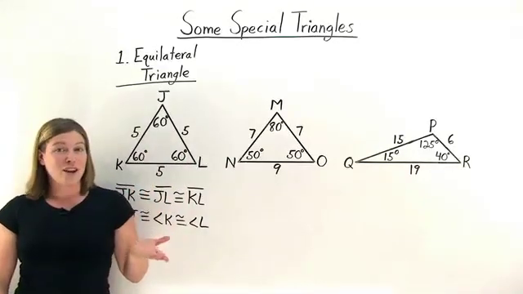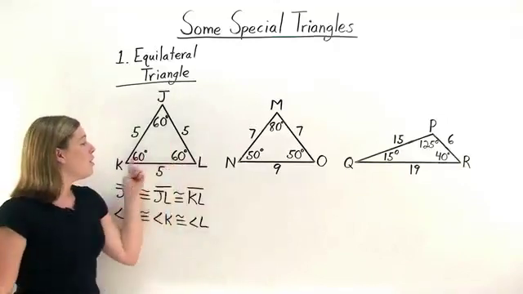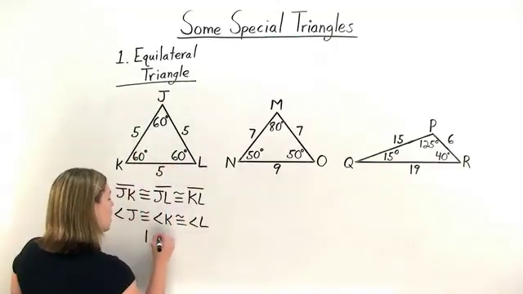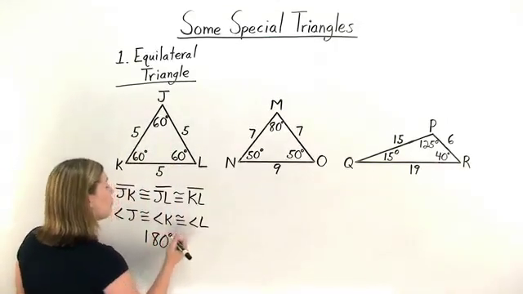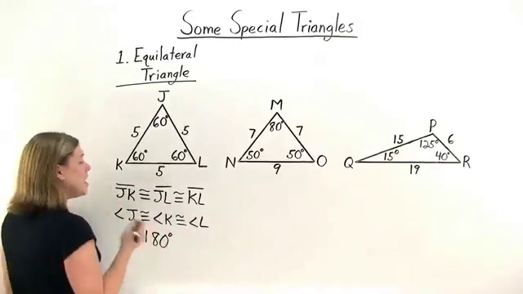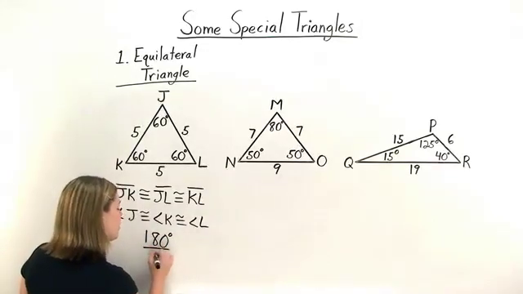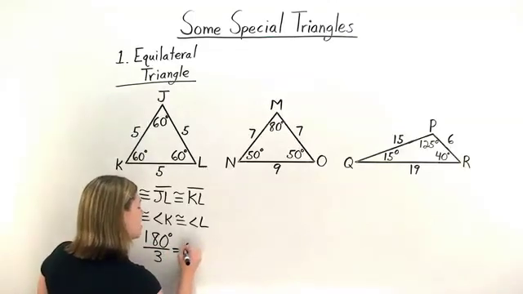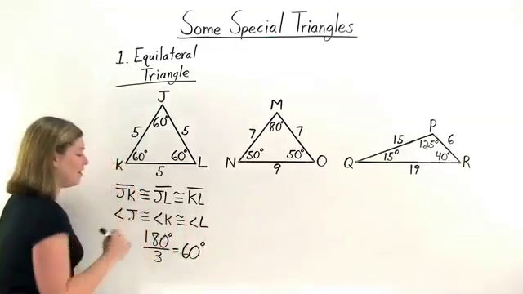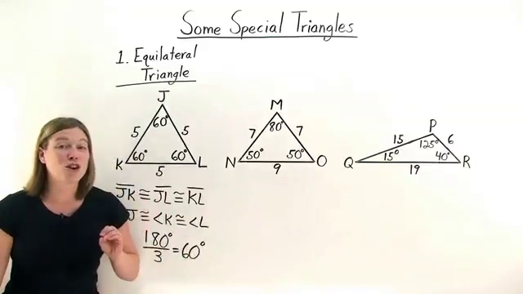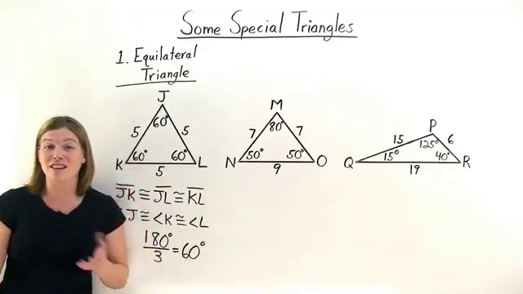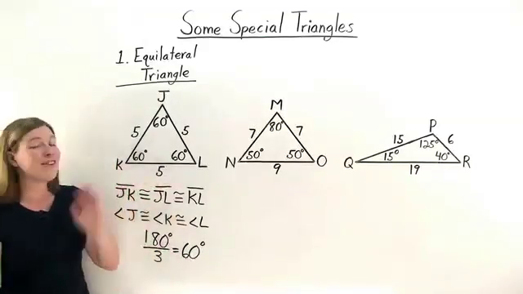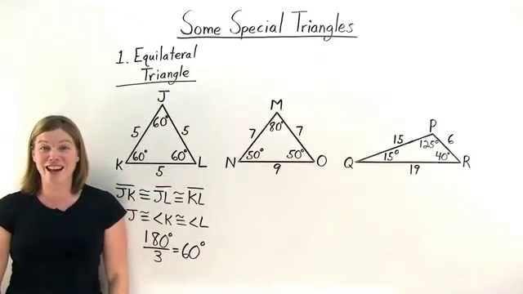Think about it. With a triangle, the interior angles always add up to 180 degrees. And with an equilateral triangle, we need to split that 180 degrees equally among 3 angles. If we take 180 divided by 3, we get 60. So in an equilateral triangle, each angle must measure 60 degrees. So here we have an example of an equilateral triangle.